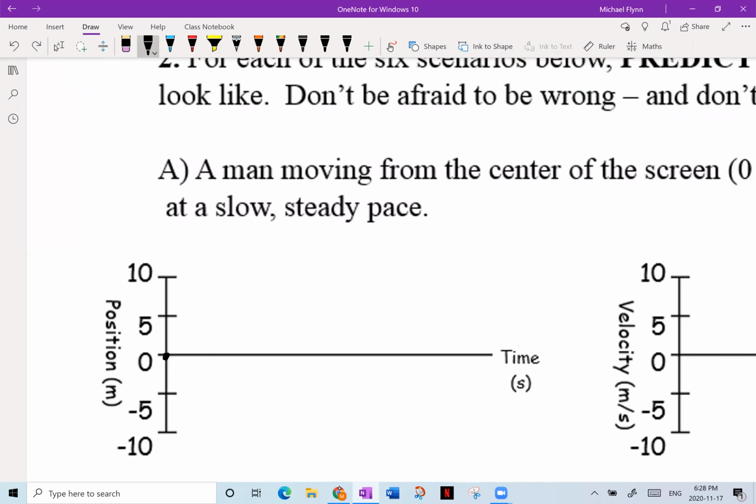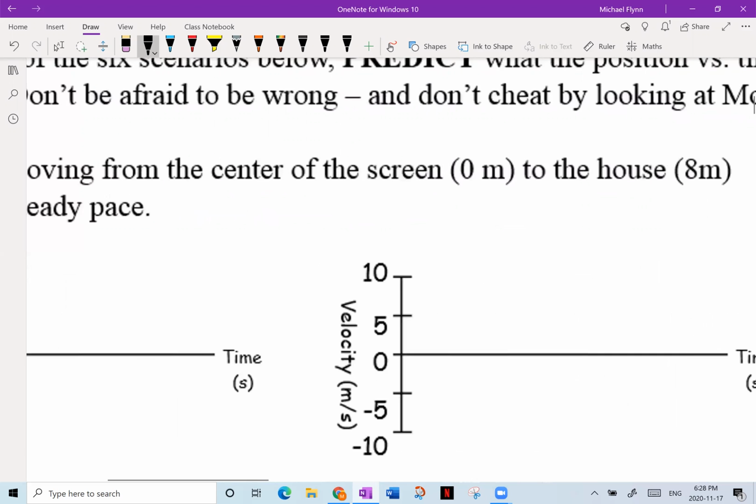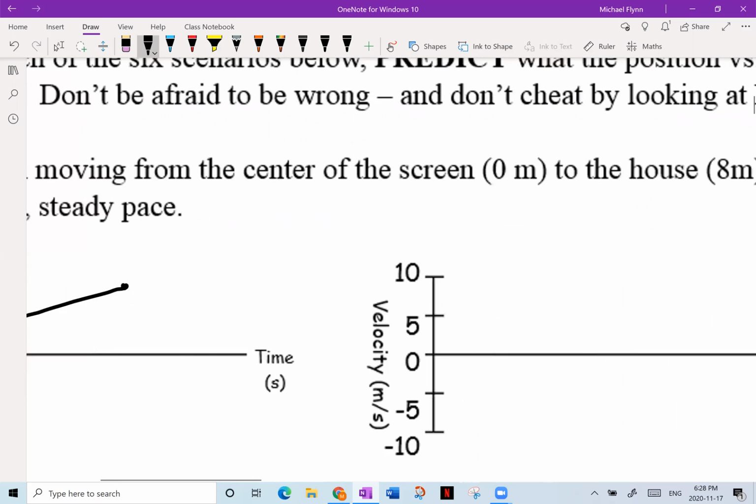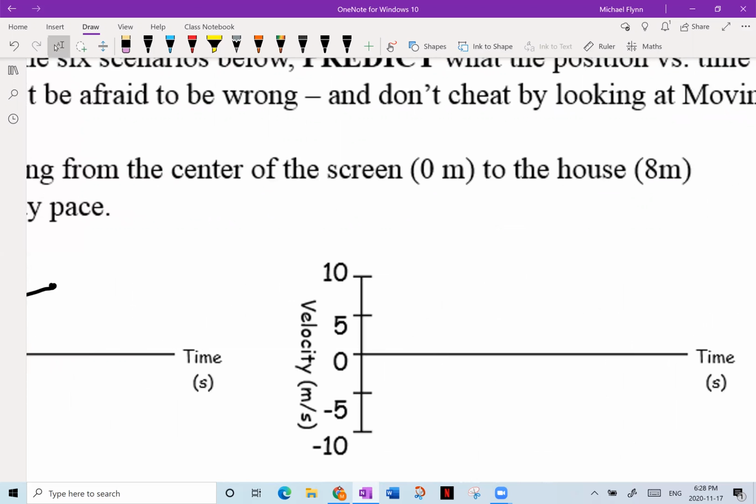He starts at 0, and he moves to the house, which is at positive 8 meters, at a slow, steady pace. So that's going to look like that, where he stops at around the 8 meter mark. Now, what does the velocity time graph look like? Well, it's a slow and steady pace. So steady means it's a uniform velocity, which I think will look like a horizontal line.